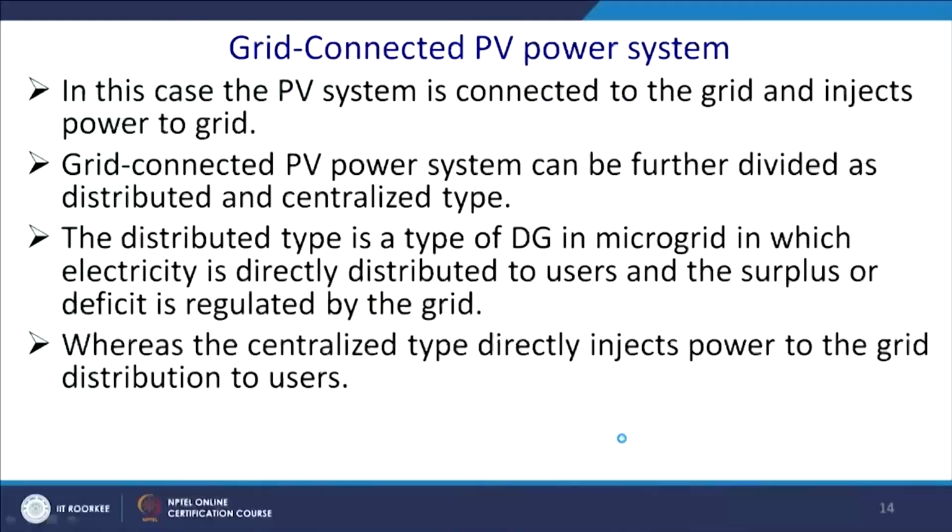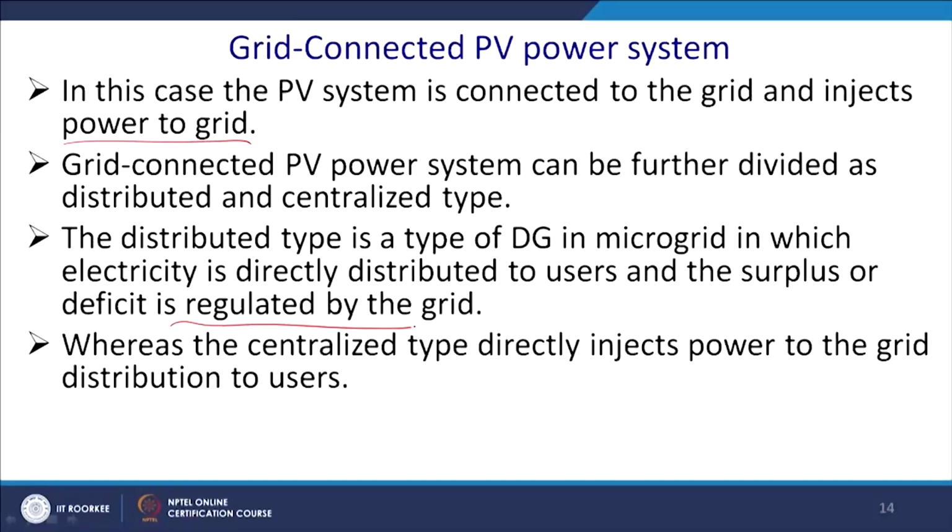In this case, the PV system is connected to the grid and injects power to the grid. A grid-connected PV power system can be further divided into distributed and centralized types. The distributed type is a type of DG in a microgrid in which electricity is directly distributed to users and surplus or deficit may be regulated from the grid. So, once you have an energy surplus, you sell it, you have bidirectional metering. So, you sell it to the grid, and once you have a deficit, load is more, you take it from the grid.